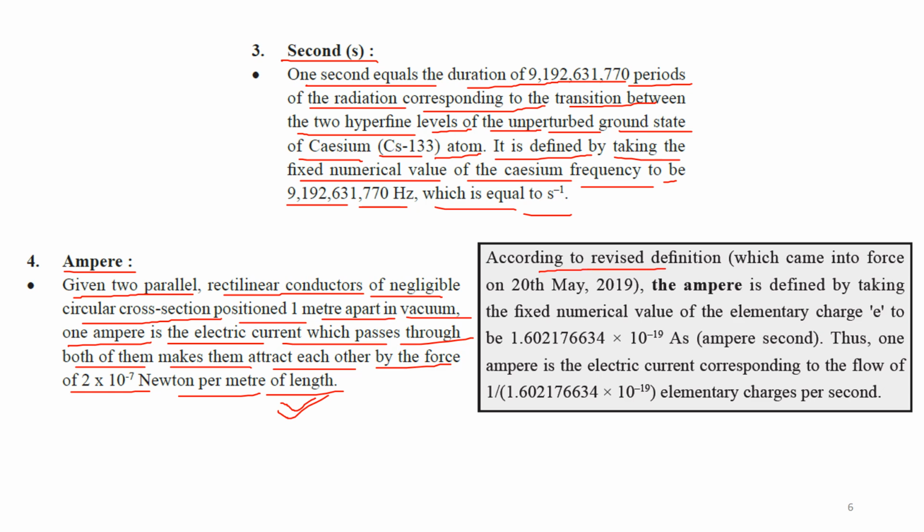According to the revised definition, which came into force on 20th May 2019, the ampere is defined by taking the fixed numerical value of the elementary charge e to be 1.6 times 10⁻¹⁹ ampere second. Thus 1 ampere is the electric current corresponding to the flow of 1 by 1.6 times 10⁻¹⁹ elementary charges per second. So this is the revised definition, you can remember it.